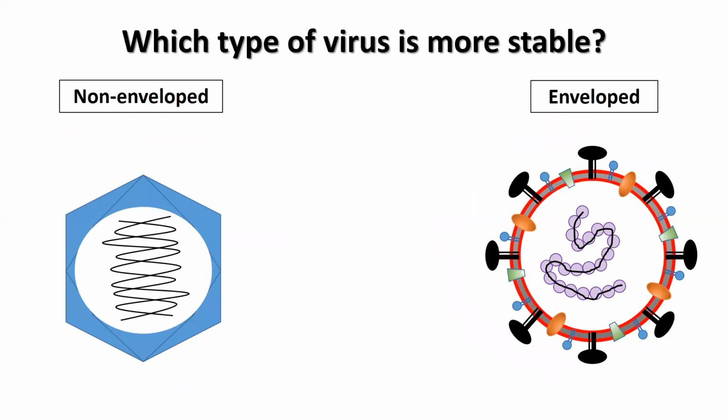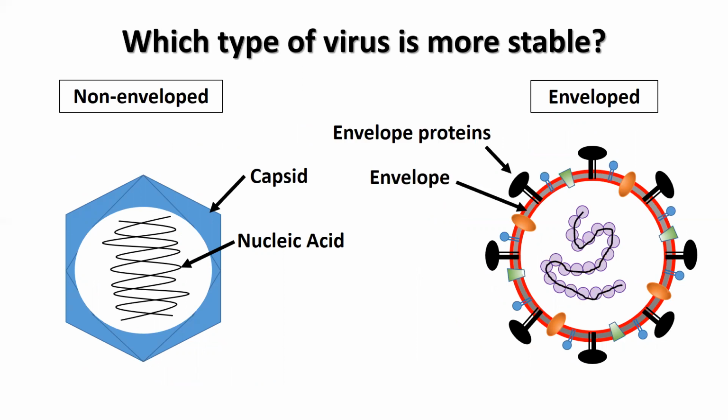To render a non-enveloped virus non-infectious, you can damage the capsid or the nucleic acid. An enveloped virus can be inactivated by damaging the envelope proteins, by damaging the envelope itself, by damaging other viral proteins, or through damage to viral nucleic acid. Generally, enveloped viruses are much easier to inactivate compared to non-enveloped viruses because the viral envelope, the lipid bilayer, can be destabilized by many sanitizers, surfactants, through mild heating, and by drying out.